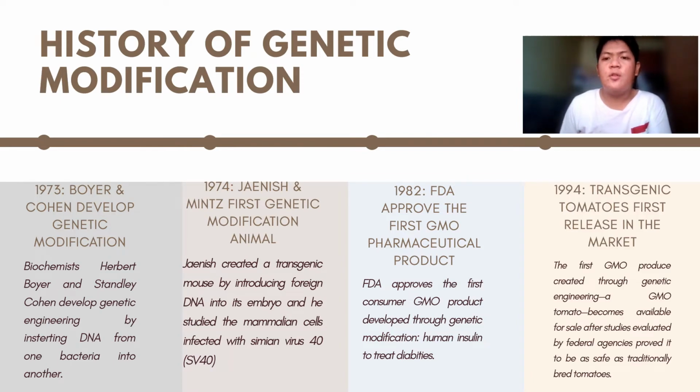In 1994, transgenic tomatoes were first released in the market. The first GMO produced through genetic engineering, a genetically modified tomato, became available for sale after studies evaluated by federal agencies proved it to be as safe as traditionally bred tomatoes.